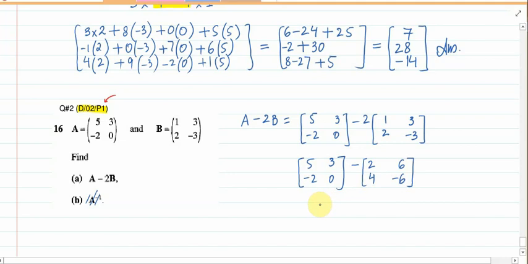Now the order of both matrices is equal, that means we can solve it further. So 5 minus 2, 3, 3 minus 6, minus 3, minus 2, minus 4, minus 6, 0 minus minus 6 is plus 6. So that is your answer.